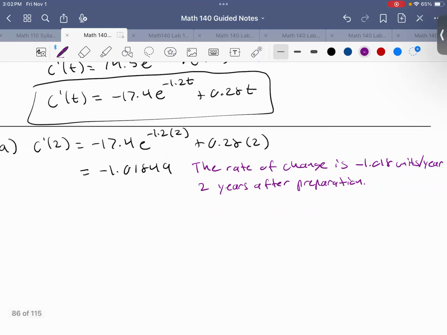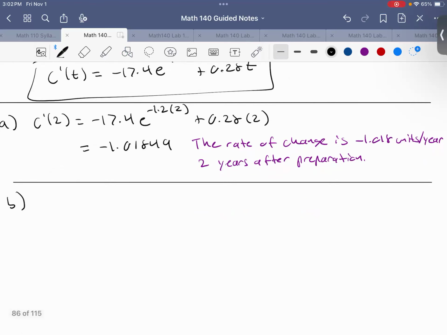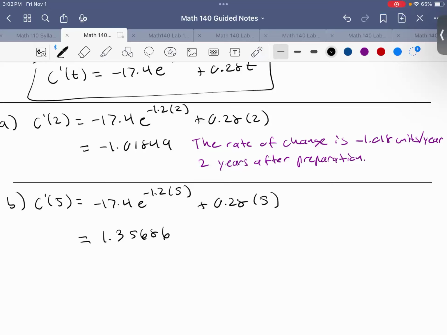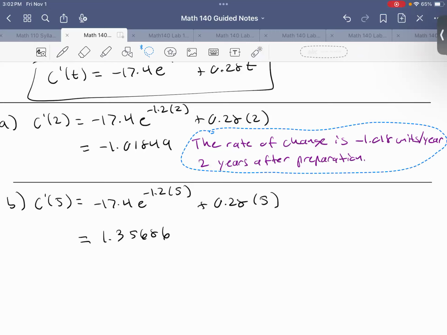Let's go ahead and check out part B now. Part B is asking for 5 years. So that would be C prime of 5. So it would be negative 17.4 e to the negative 1.2 times 5 plus 0.28 times 5. And once again, if you plug this all in your Desmos or calculator, you would get 1.35686.